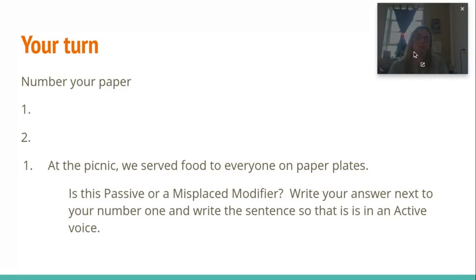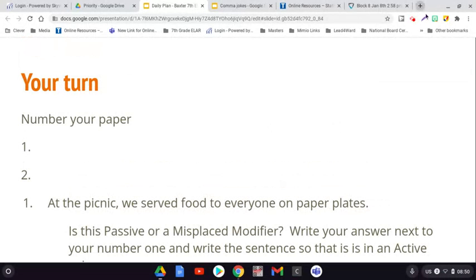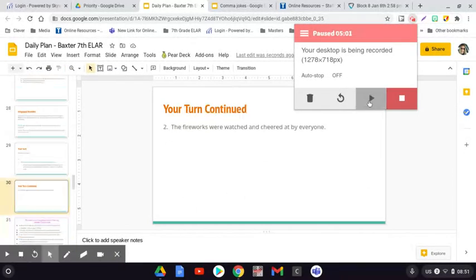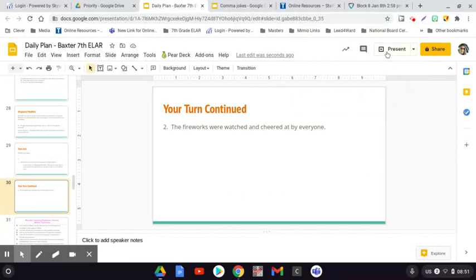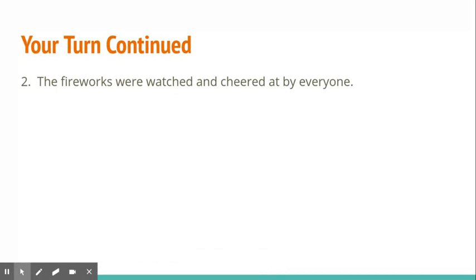Let me pause this for a second. Okay. And then the second sentence is, the fireworks were watched and cheered at by everyone. So, again, where number 2 is, you're going to put, is it passive or a misplaced modifier, whichever one it is. And then I want you to rewrite that sentence so that it is active. All right, and this is our mini lesson for the day.